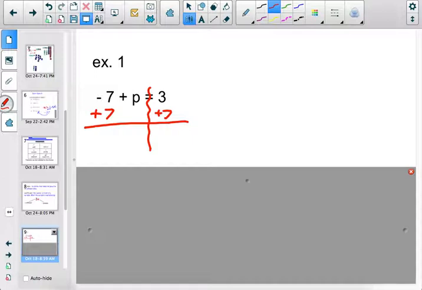Now you clean it up. Is this going to 0 out or 1 out? 0. Zero's out, so it's gone. I'm left with 1p equals 3 plus 7, which is 10.